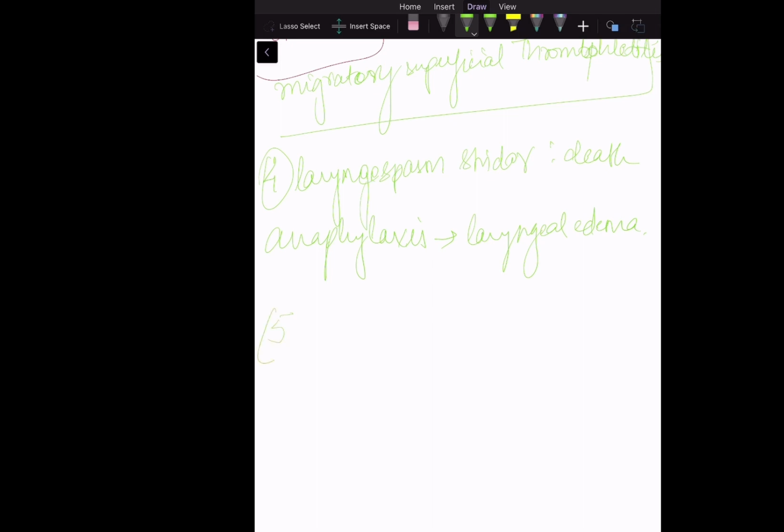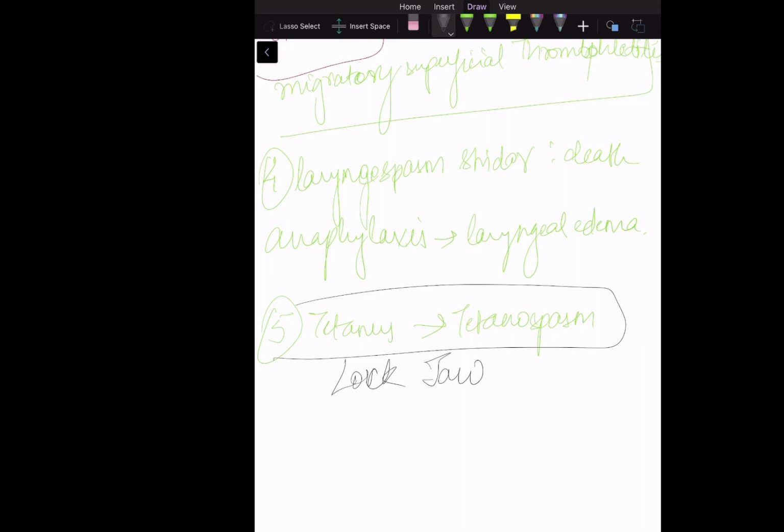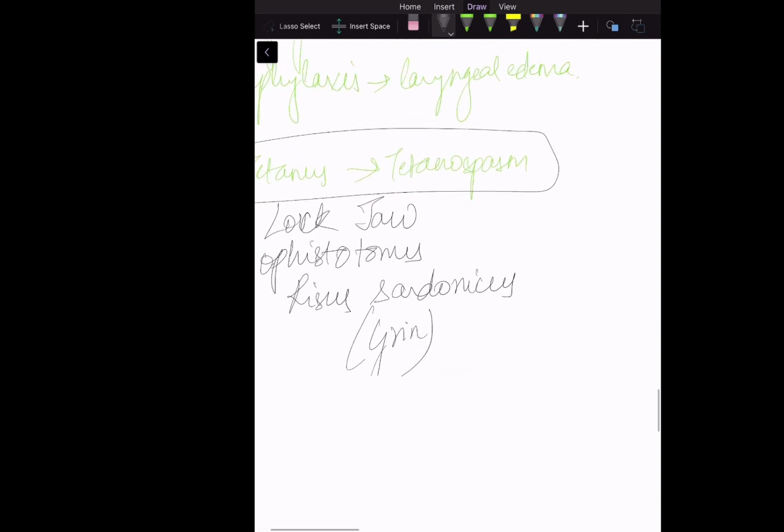Then tetanus. What happens in tetanus? There will be tetanospasm. Tetanospasm is what? There will be lockjaw, opisthotonus. There will be a grinning kind of thing, risus sardonicus. Wait, let me write. Risus sardonicus, it's a grin.